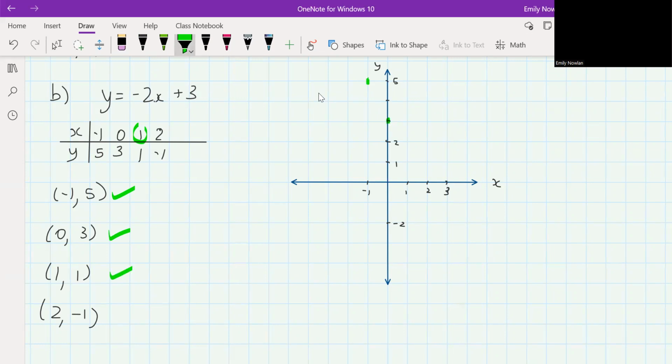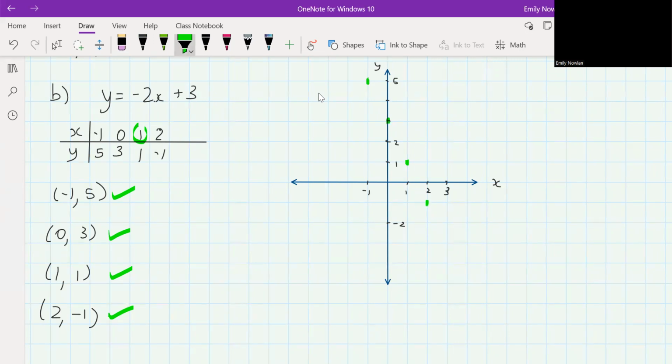Next one is 1, 1. So I've got to go across 1, up 1. Across 1, up 1, that's the point. And the last one is 2. I'll go across 2 and then down to -1. And again, the -1's not written there, but I can follow my pattern. So 2, -1, there it is.